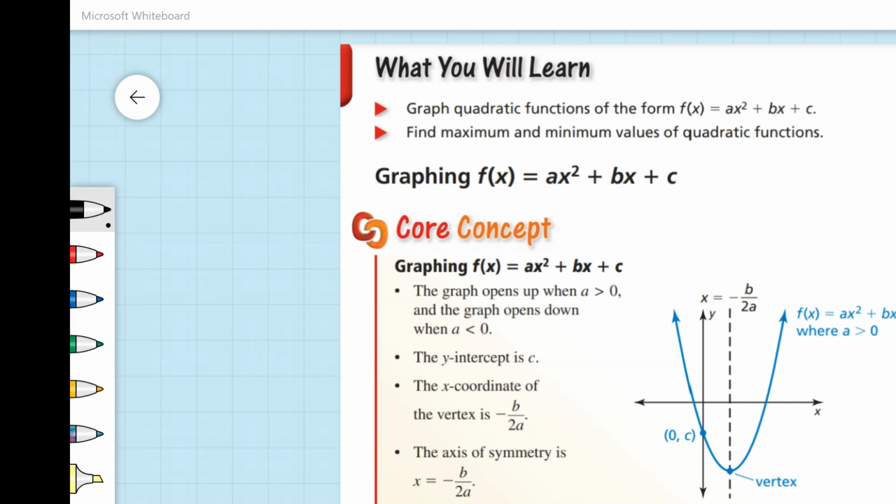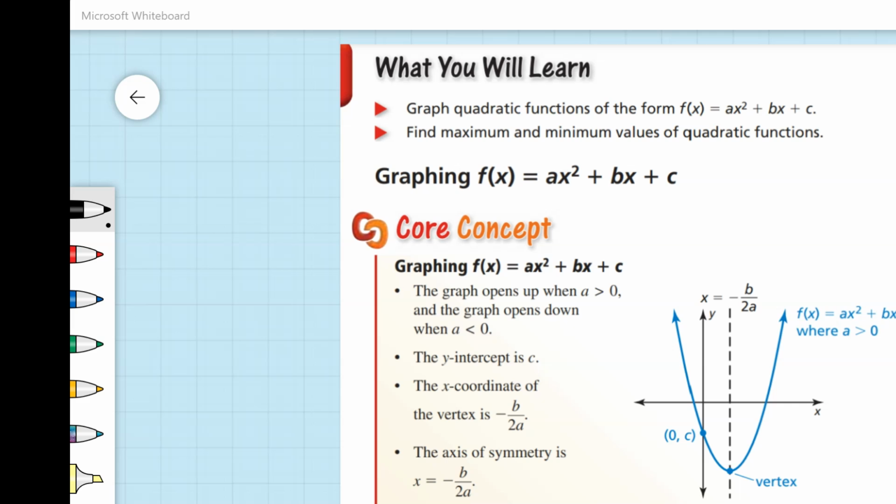All right, we are going to take a look at graphing f of x equals ax squared plus bx plus c. So there are a few things that are going to help us to do this. Our graph is going to open up or be concave up when a is greater than 0, and it will open down or be concave down when a is less than 0. We've already seen that.